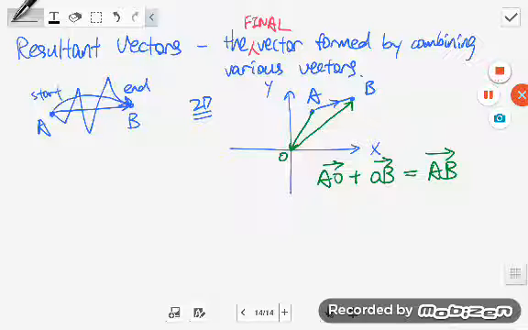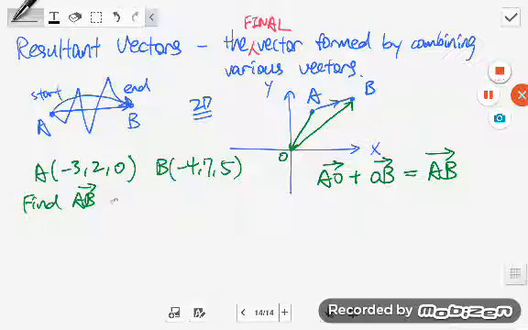So if I have 2 points, my A is at -3, 2, and 0. My B is at -4, 7, and 5. So as you can see, right now we have a scenario of 3D, right? And of course, we're not always going to put the points down on the XYZ axis. That will take us forever. So we need to use our knowledge of resultant vectors to find the vector of AB, to find it without drawing the XYZ axis.